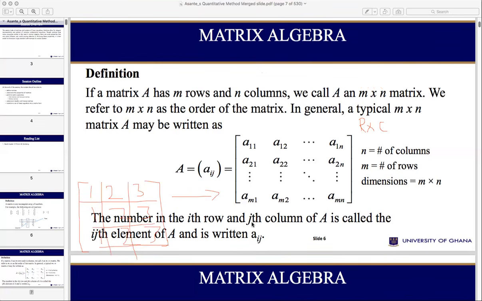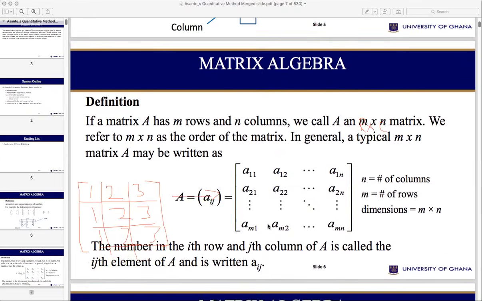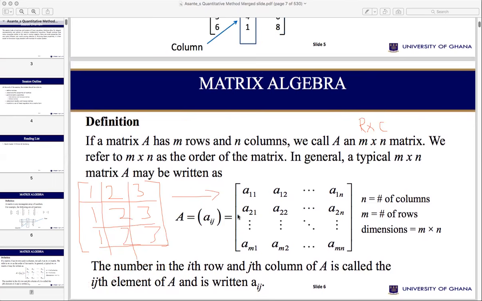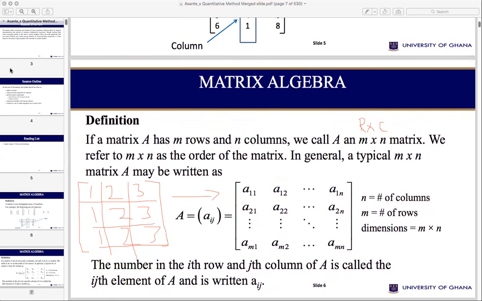So the number in the ith row and the jth column of A is called the ij element of A, and it's written a_ij. If you want to look for a particular number in the matrix, you can simply do it by saying, maybe they can tell you to locate 3, 2. Meaning look for row 3 and then column 2. So this will be the 3rd row and then 2nd column. This will be what you'll be picking from here. This is basically what they're explaining here.